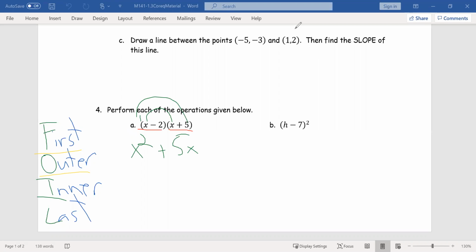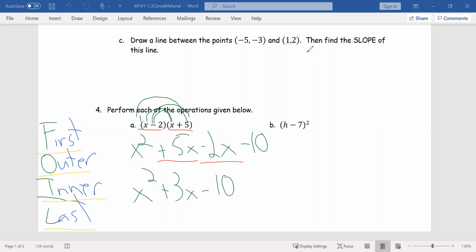The inner means to multiply the inside terms. So that would be the -2, again keeping the sign, times the x, which gives us a -2x. Then to multiply the last, that means multiply the -2 times the positive 5, which gives us a -10. We'll finish this up by combining like terms. Notice we have the plus 5x and the minus 2x. This gives us x squared plus 3x minus 10. That is what we get from multiplying that out.